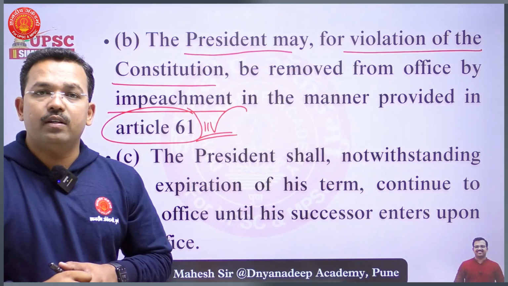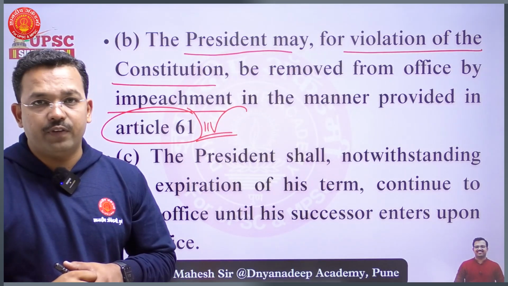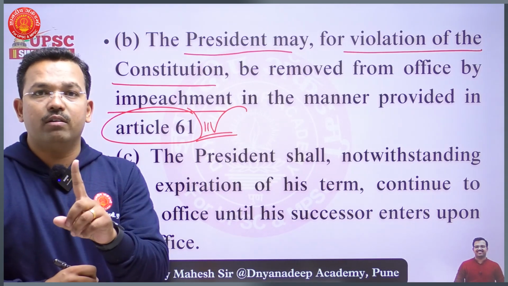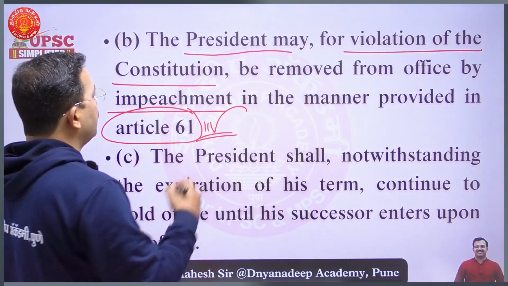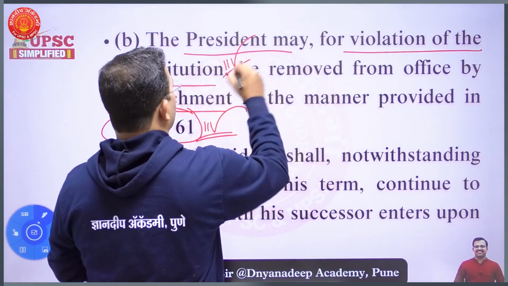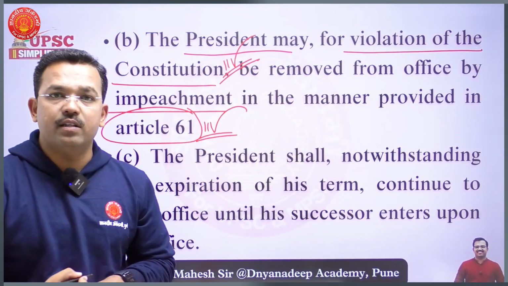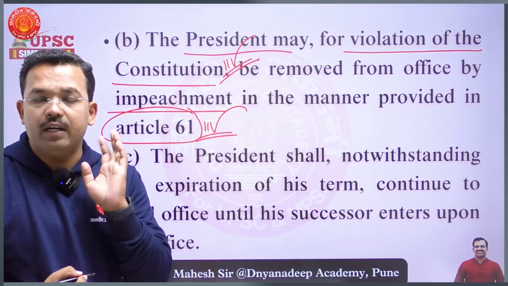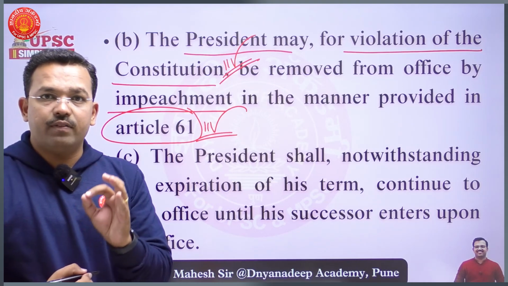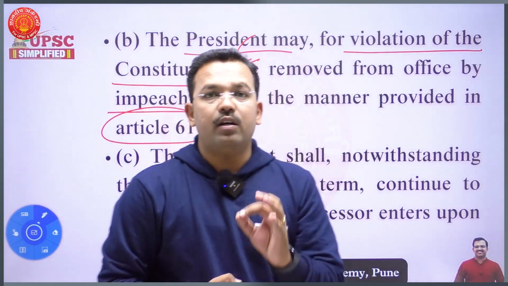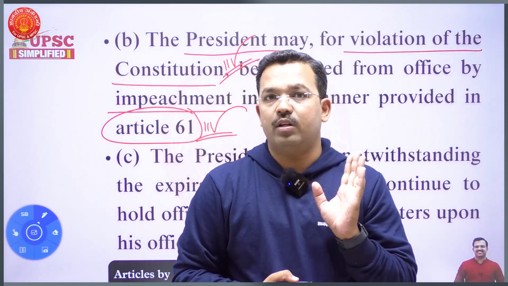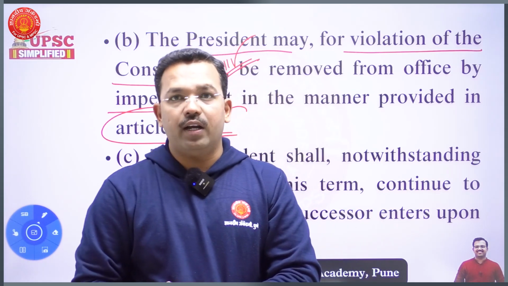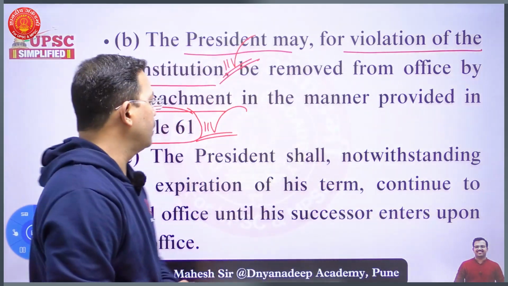Third thing, what is the ground for removal, or the ground for impeachment, of the President of India? There is only one ground given for impeachment of the President of India, and that ground is violation of the Constitution of India. Remember one important thing, keep it in mind: the term violation of the Constitution of India is not defined anywhere in the Constitution. I repeat once again, the term violation of the Constitution is not defined anywhere in the Constitution.